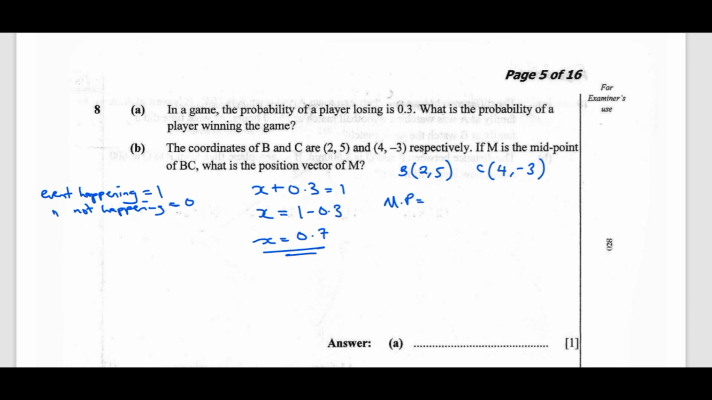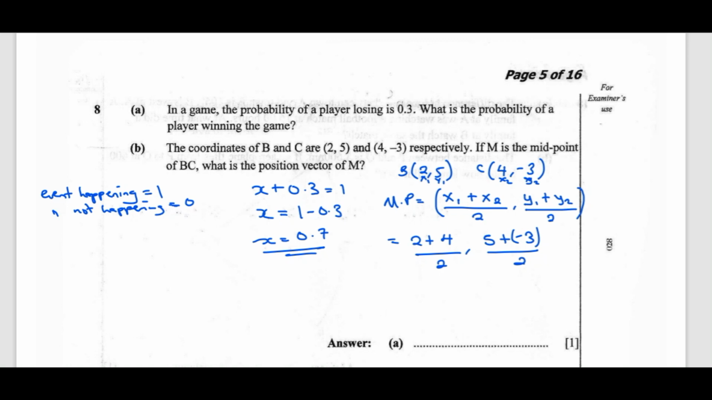midpoint is equal to x1 plus x2 over 2, then you can put a comma there. So we have y1 plus y2 over 2, and then put them in brackets. So we have the coordinates here, meaning this is x1, we have y1, we have x2, we have y2 there. So we can substitute. x1 is 2 plus x2, we're going to have 4 over 2, and then y1 that is 5 plus negative 3, over 2.